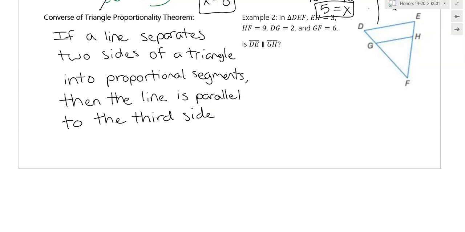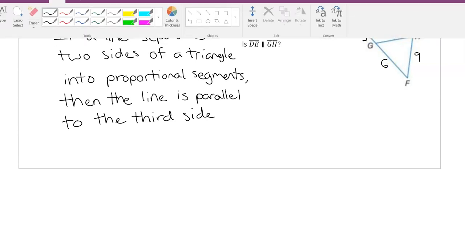Right, so up there we had, oh yeah, I know it's parallel, and now are they proportional? Here, if you know they're proportional, then you can say they're parallel. Okay, so it's just backwards. So a triangle DEF, EH is 3, HF is 9, 2, and 6. So it's asking me, are these two lines parallel?